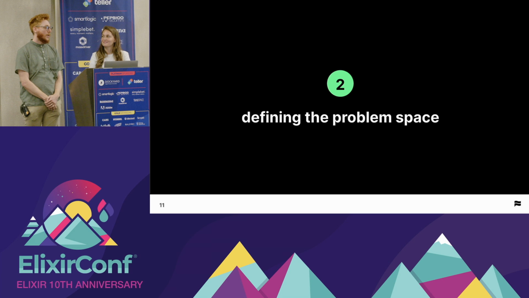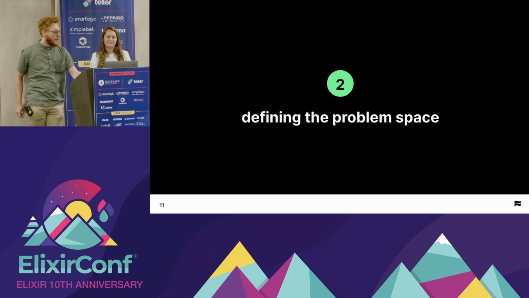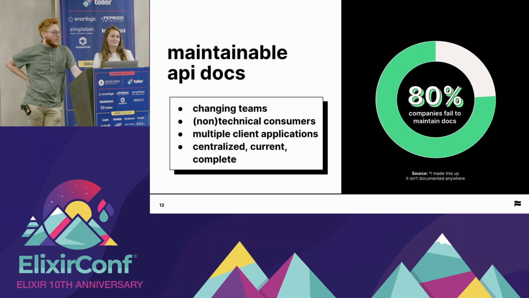All right, so what's our problem space look like? I was really surprised to learn that this figure was so low, but 80% of companies fail to maintain their documentation in a given year. Where does this stat come from? We just don't know. I made this up.